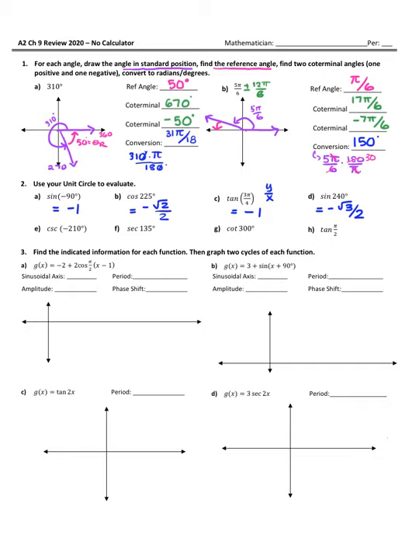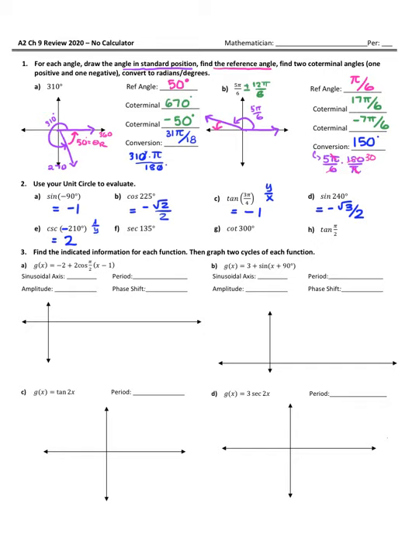Now we get into our reciprocal functions. Cosecant of negative 210, that's the same thing as 150. The y value here, so we're going to take the reciprocal of the y value. The y value is 1/2, so the reciprocal is going to equal a positive 2.